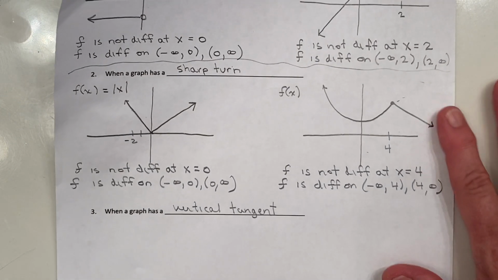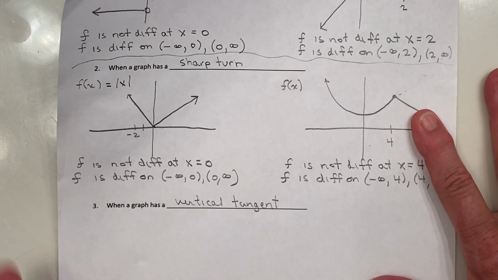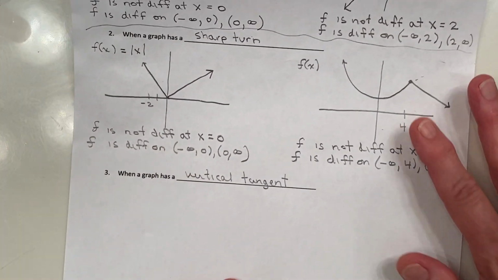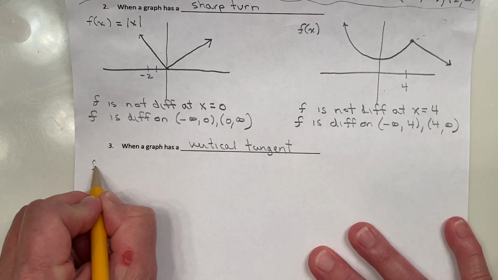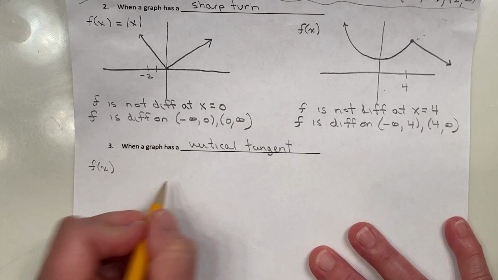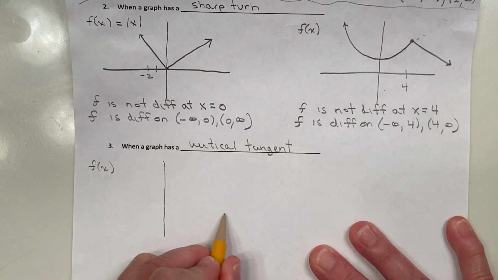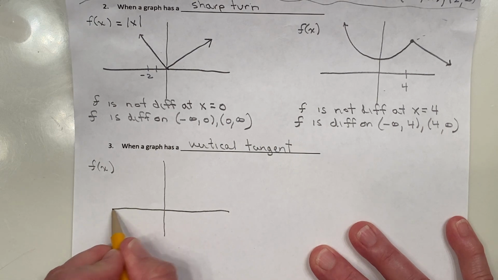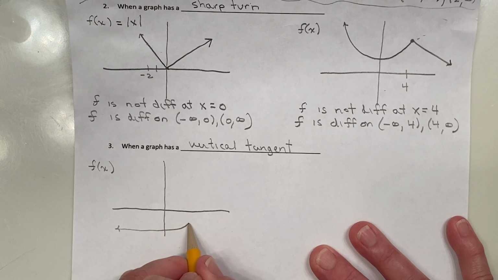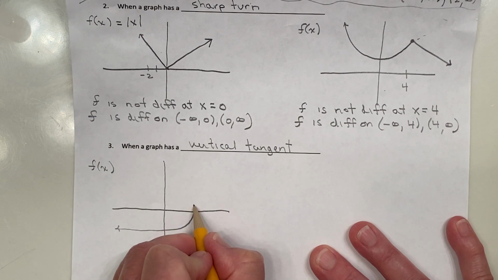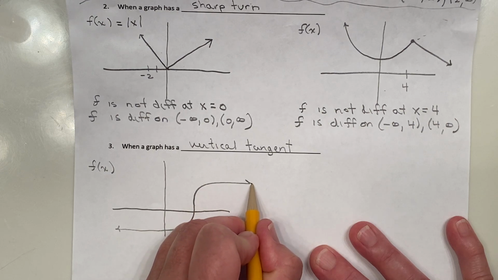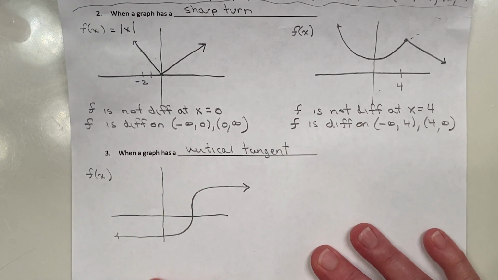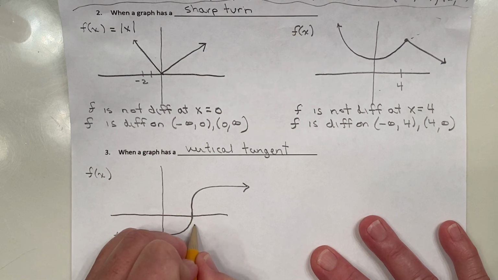All right, so what's the third case when differentiability fails? And that's when a graph has a vertical tangent. Let's look at a couple of graphs that might have a vertical tangent. Let's say we have this cubic graph, and all of a sudden, it just becomes very, very steep right here. And then it goes on its merry way. So I'll call this x value 1.